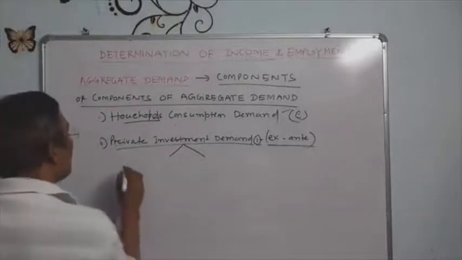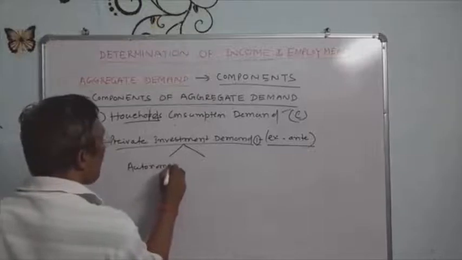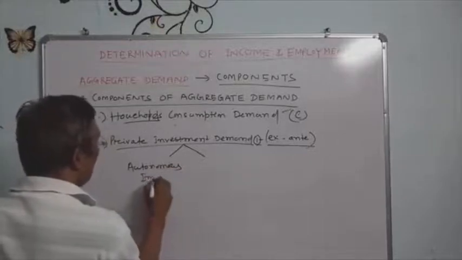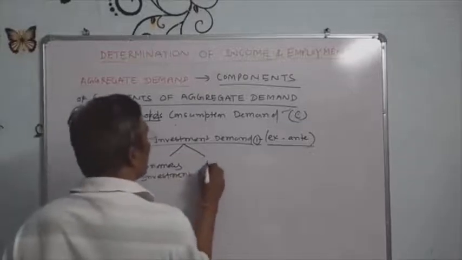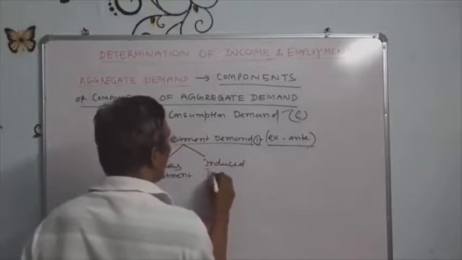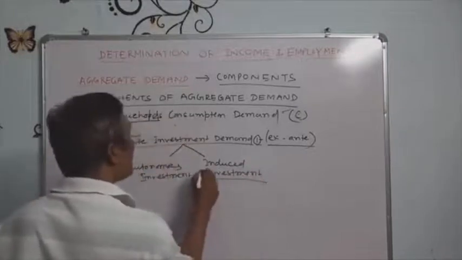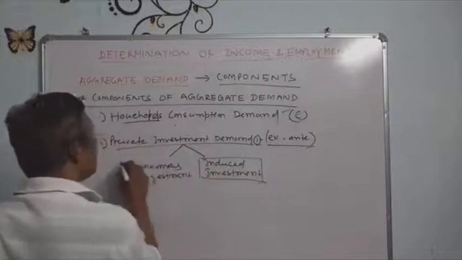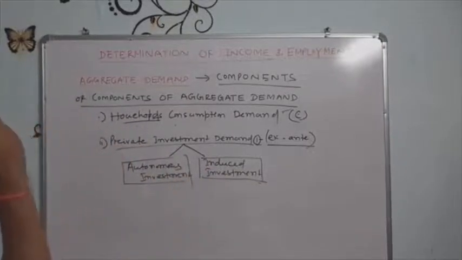One is autonomous investment. Another is induced investment. I will later discuss the two types of investment. Just now I am giving a brief of what autonomous investment is.